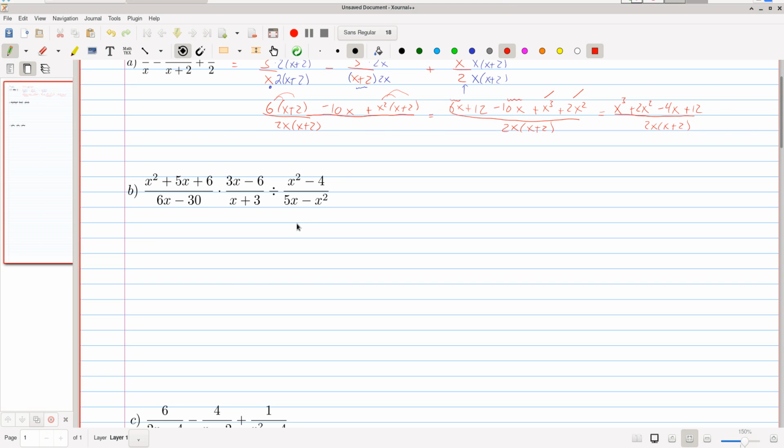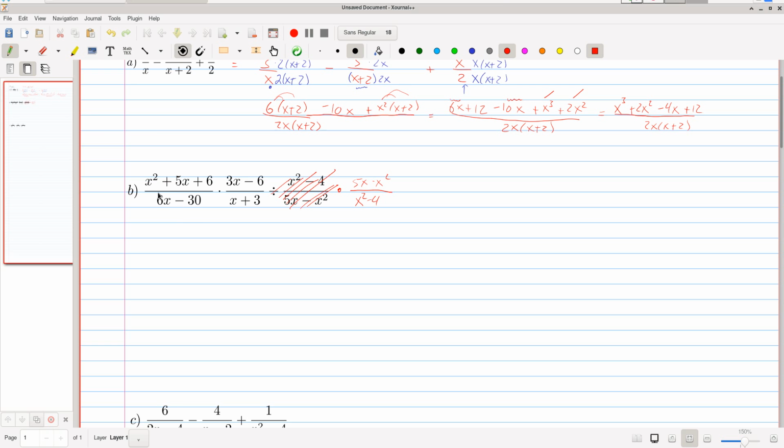Before we move on to any of the other parts, the first thing I want to do is take care of this division. I want to rewrite this as multiplying by the reciprocal. So that means x squared minus 4 goes in the bottom, 5x minus x squared goes on top. So we've rewritten this division as multiplying by the reciprocal. Next up, we've got to factor every numerator or denominator we see, and then we'll see what's going to cancel.